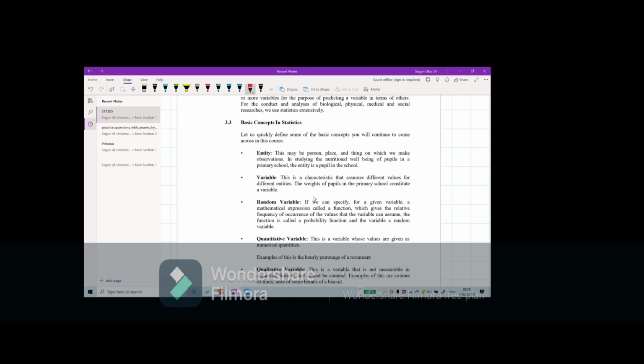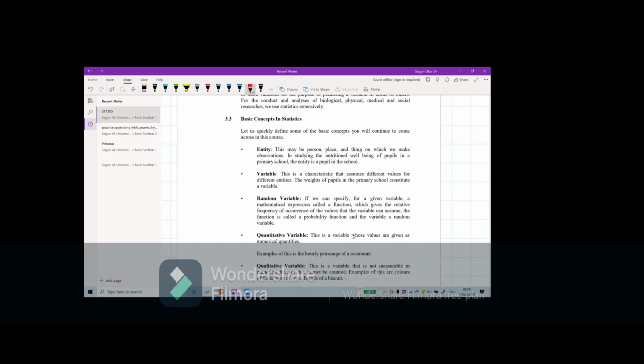Quantitative values are given as numerical quantities. That is what you can count. I can count this one. How many restaurants do we have in Abuja? You can count them.